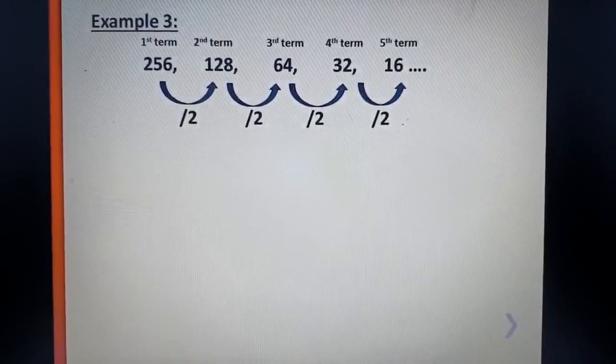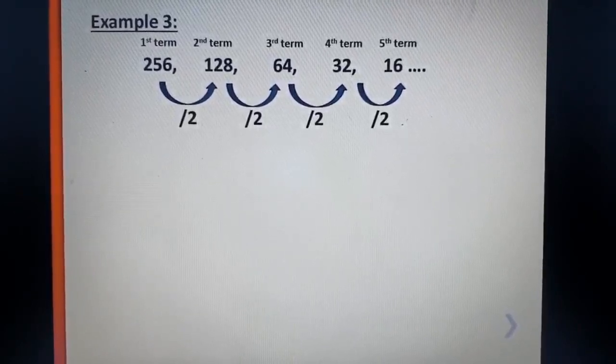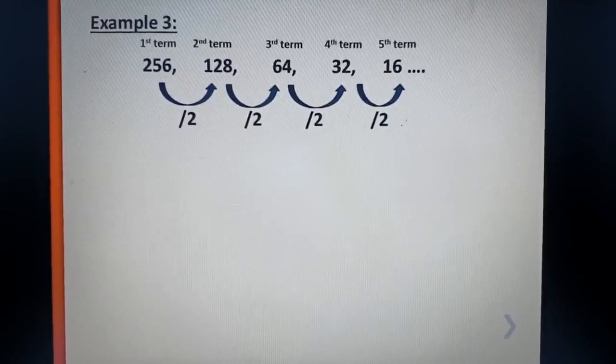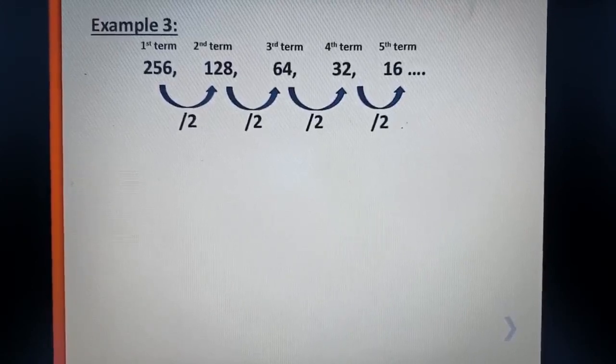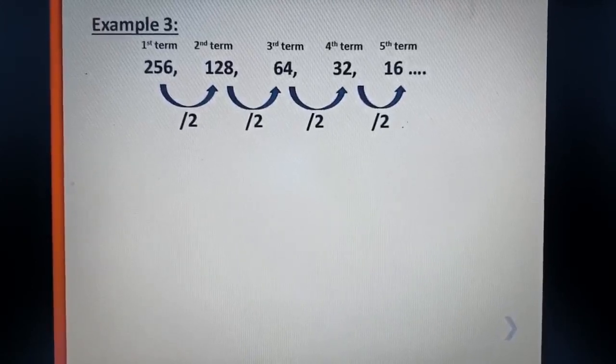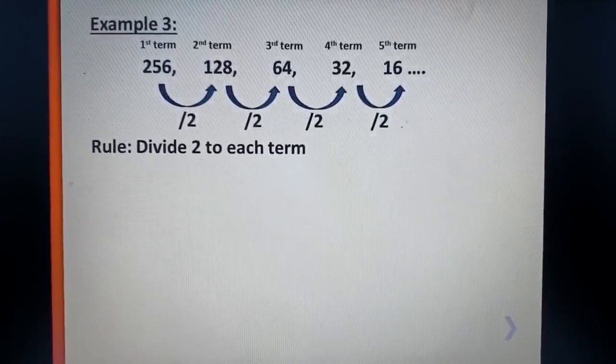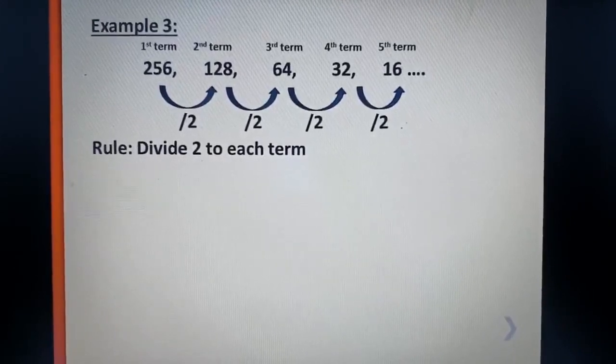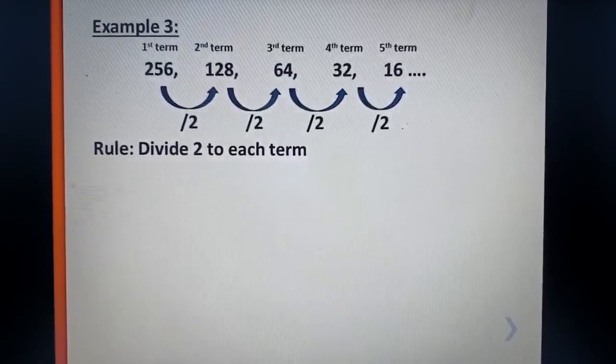So the fifth term is 16. So what will be the sixth term? Yes, it will be 8. Correct? So what is the rule basically here? The rule is divide each term by 2. Okay? Now again I'll give you one example.